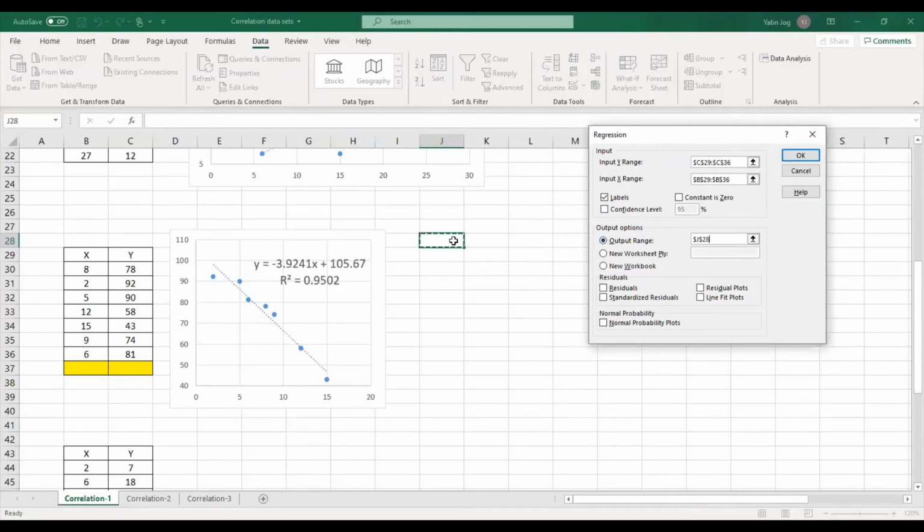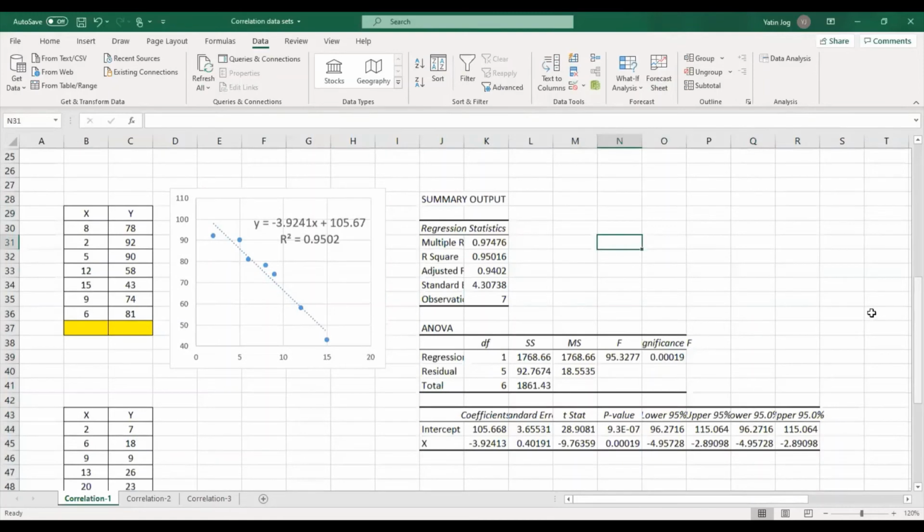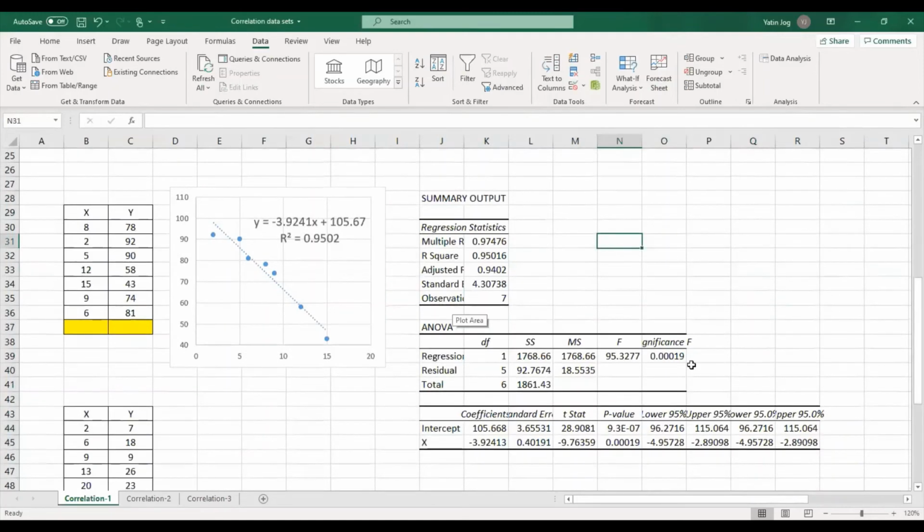Output range. Suppose I want to start my output from this location. And from all the things, what I want is only residuals, because we are now going to do some residual analysis. So I just want to display the residuals, the deviation of my data points from the trend line. And I'll click on OK. If I click on OK, you will get some output, something like this. So you look at this output.